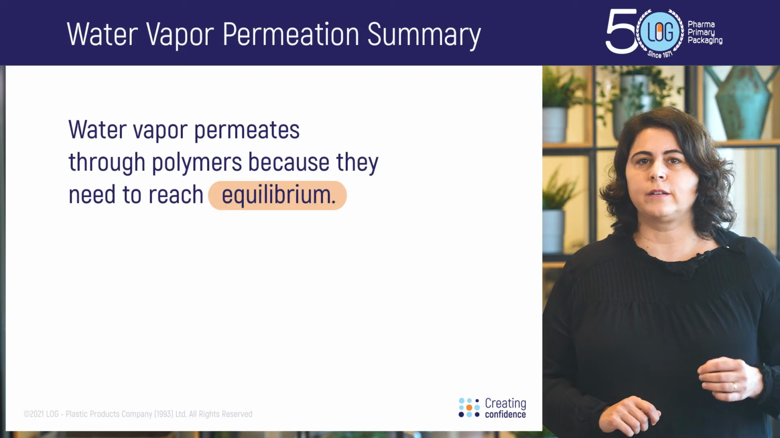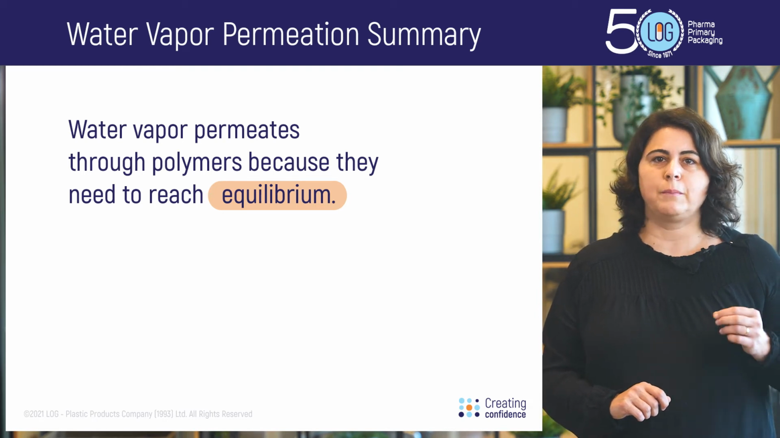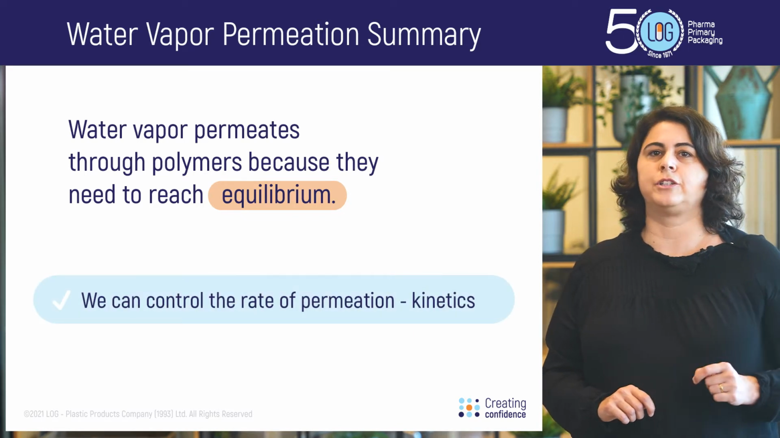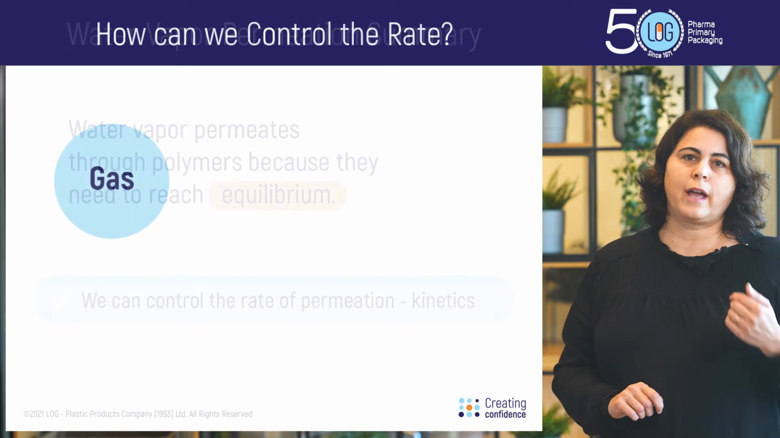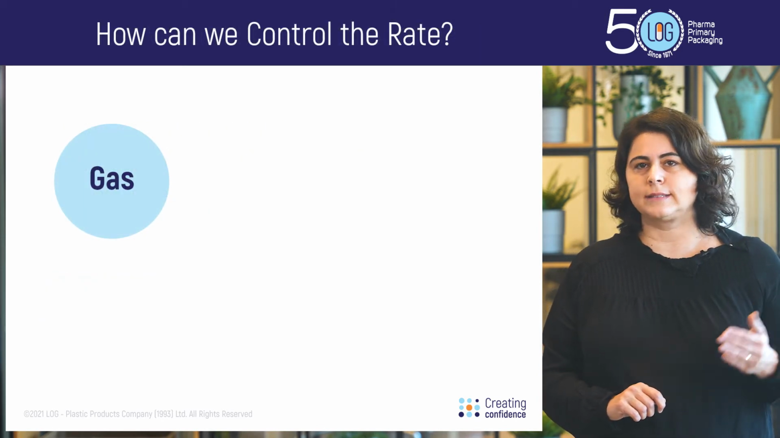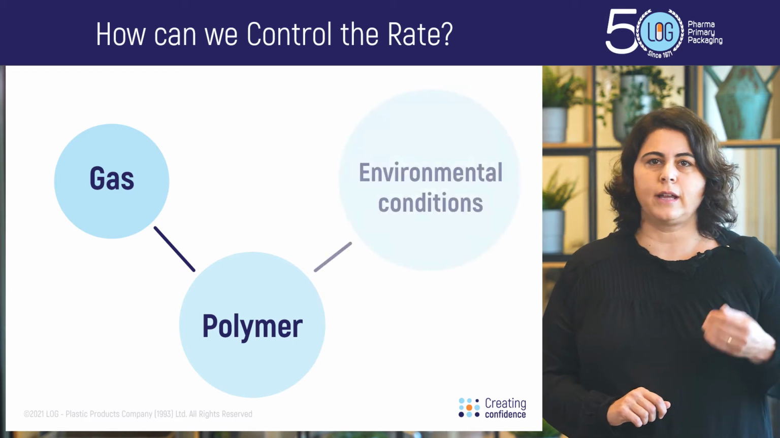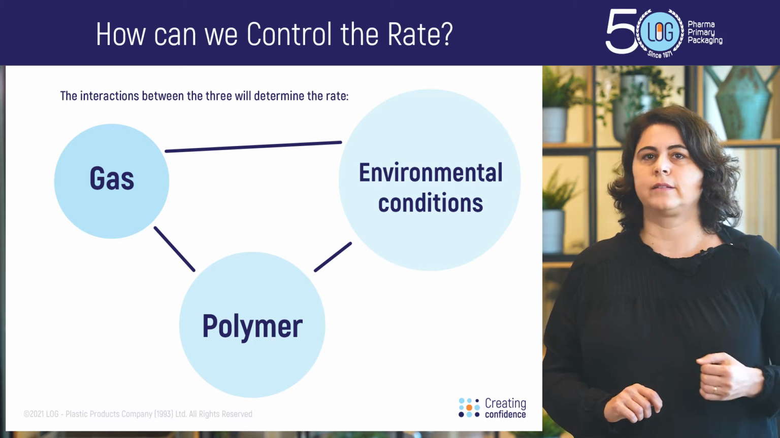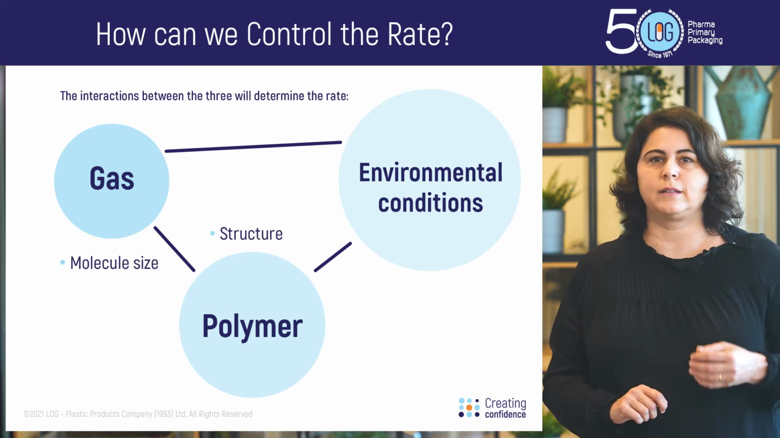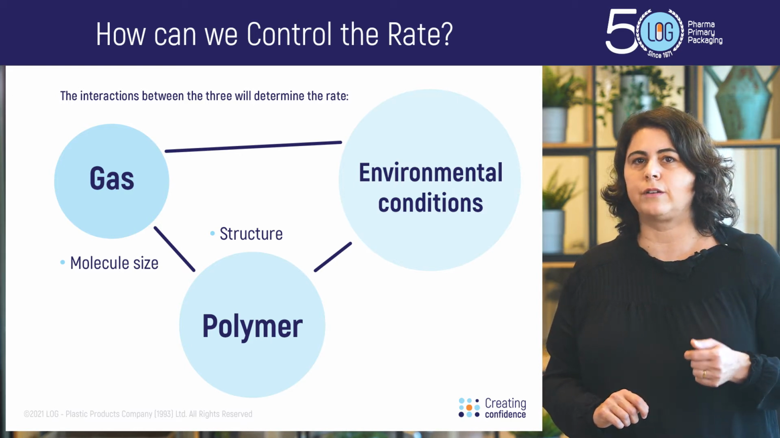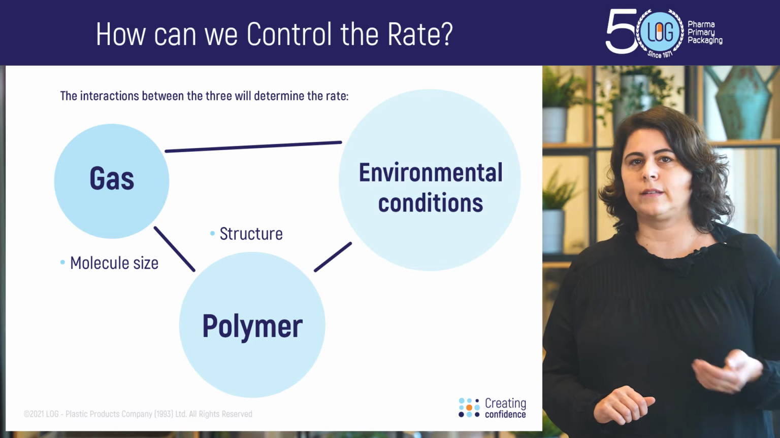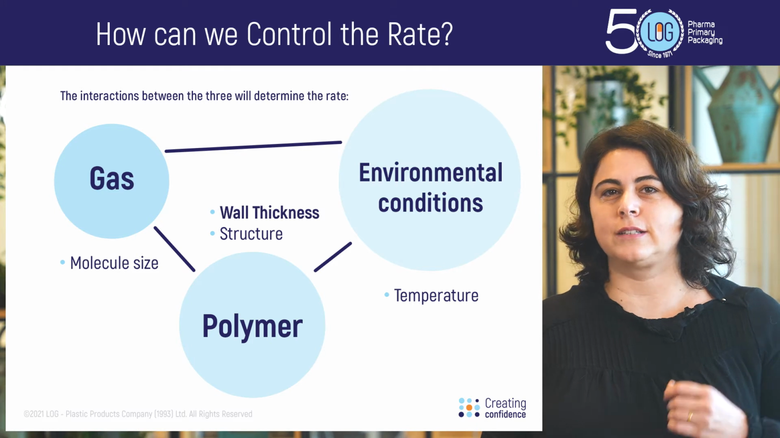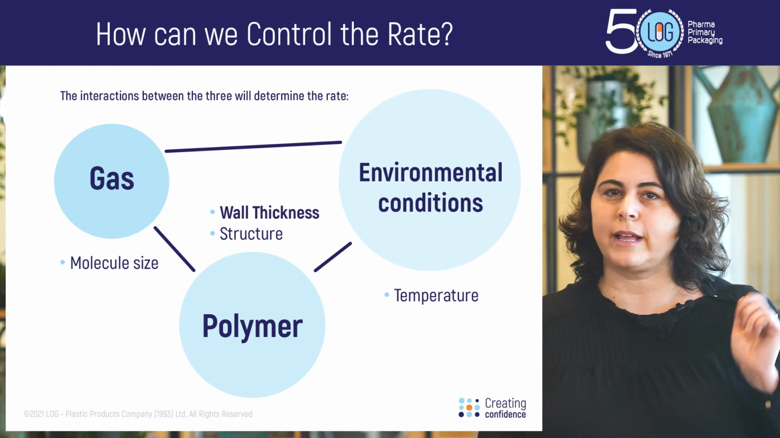To summarize, water vapor permeates through polymers because they need to reach equilibrium. But we can control the rate of permeation, the kinetics. We have three groups of players here: gas, polymer structure, and environmental conditions. The interaction between the three will determine the rate. Some examples can be the size of gas molecules and the fractional free volume of the polymer, the polarity of the polymer surface, high and low temperature. Increase of wall thickness is a tool as well. Please remember this part and we'll get back to it later.